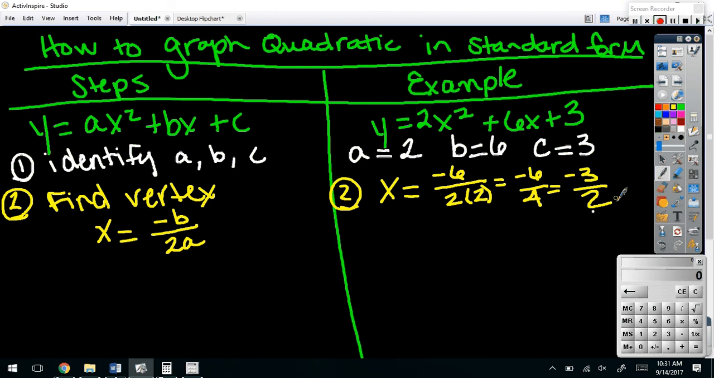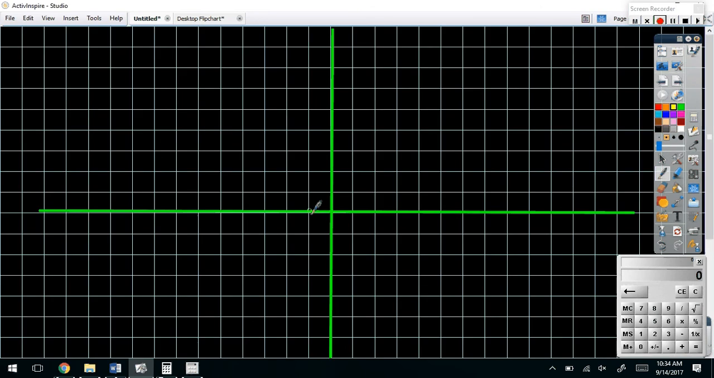That is -1.5. Where did you get lost? Opposite B over 2A. Opposite B over 2A gives -6 over 4, which is -3 over 2, which is -1.5. All right. I'm going to come over to my graph, and I'm going to go to -3 over 2, which is -1.5.